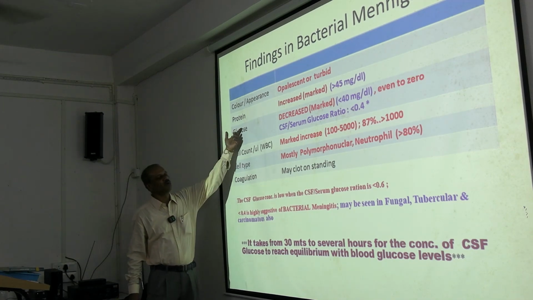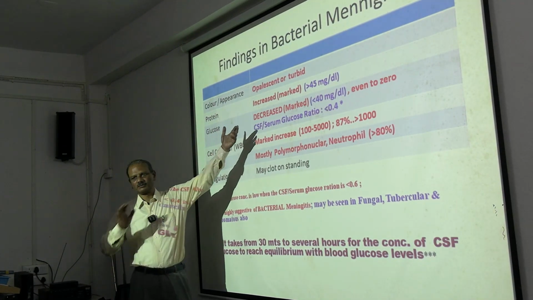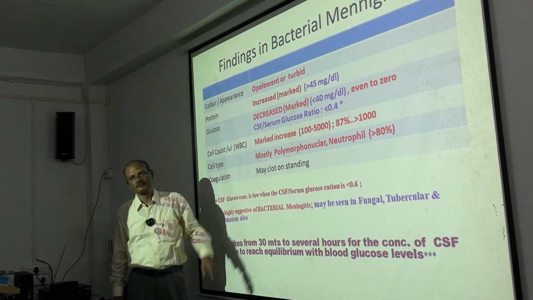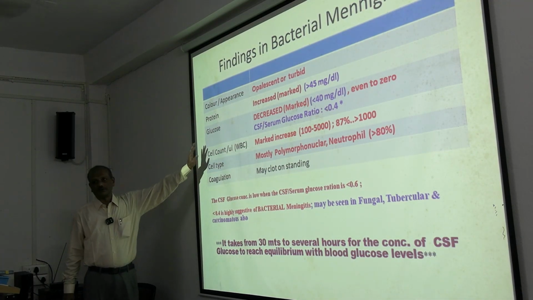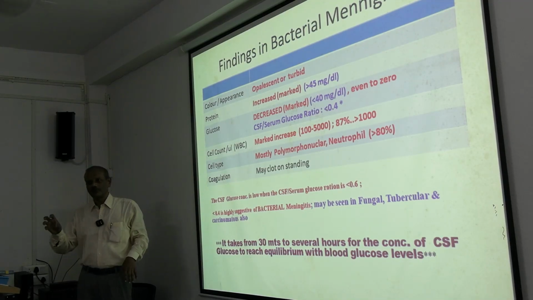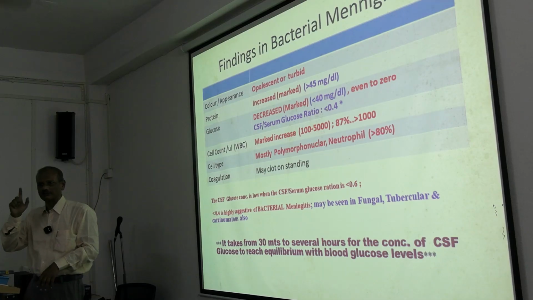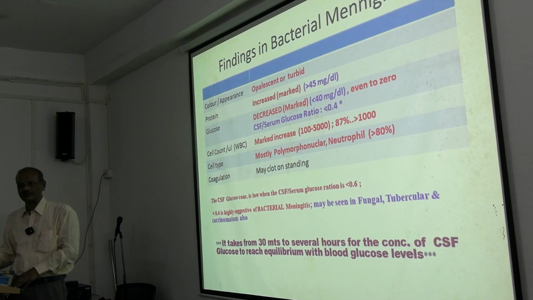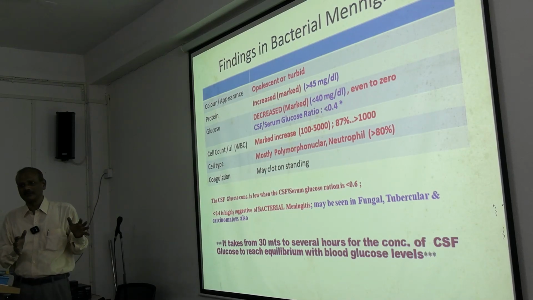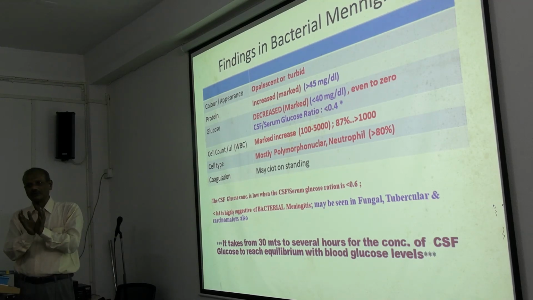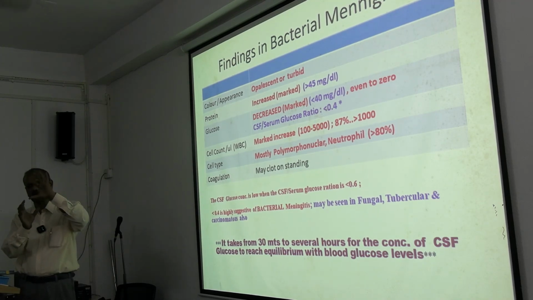So the protein level will be markedly increased because the barrier is considerably damaged. It will be much higher than 45. The glucose level will be decreased because the polymorphonuclear leukocytes take glucose for their own metabolism, and the bacteria also require glucose for their growth. There will be a massive amount of bacteria, to the extent of crores, and they will draw the limited amount of glucose present in the test tube which you have collected.